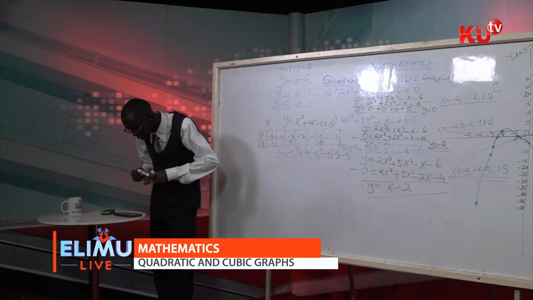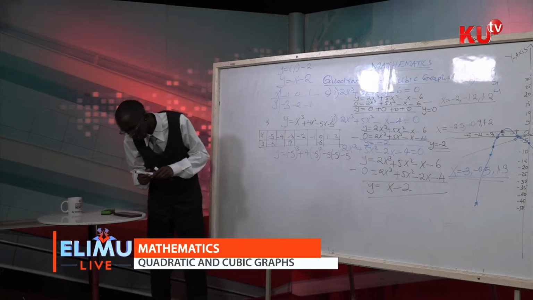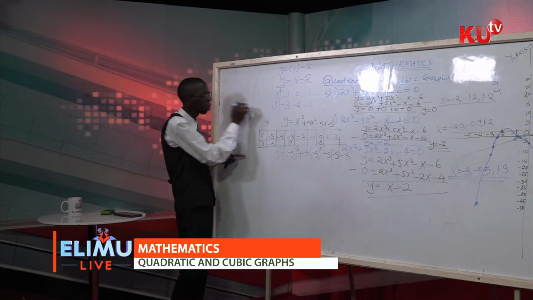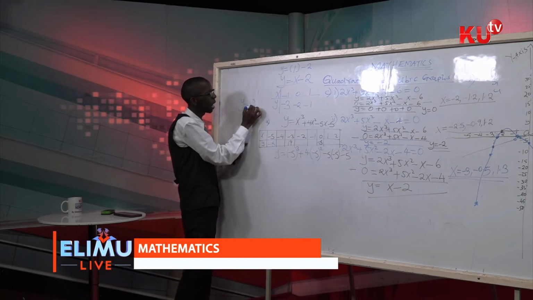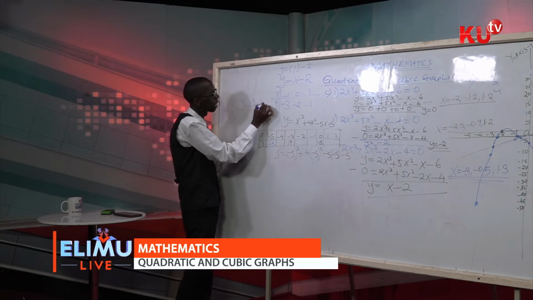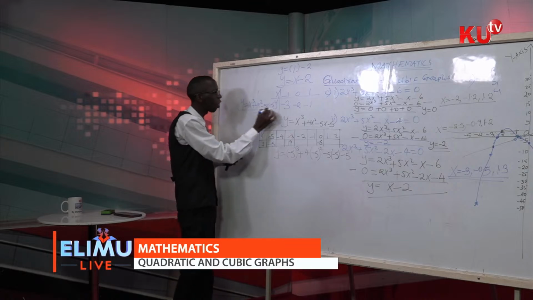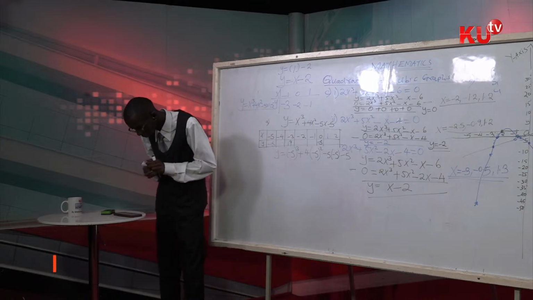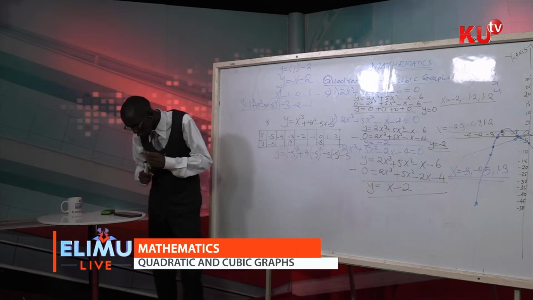So let us write part B of the question. On the grid provided, draw the graph of y is equals to x cubed plus 4x squared minus 5x minus 5. On the grid provided, draw the graph of that equation.